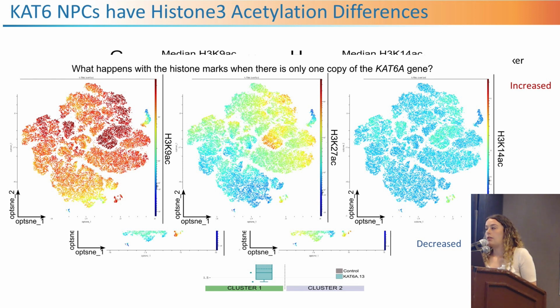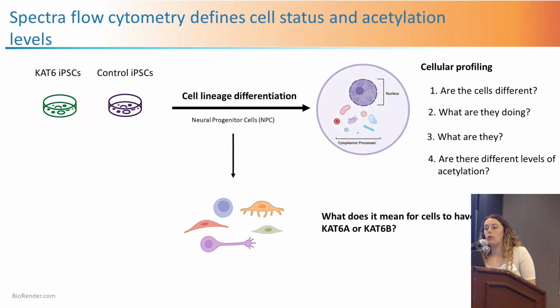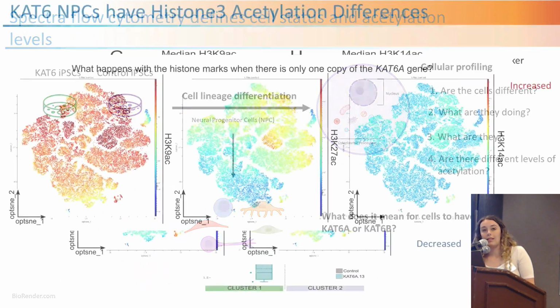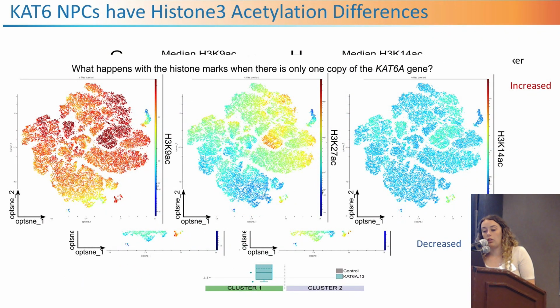But what's really great about this is we can take it even a step further, and we are actually able to quantify these different acetylations. So we can go in and we can look at our control iPSC lines, which are in the gray, and then we have a KAT6A line in the blue, and we can look at how the acetylation levels differ between these different lines. And so this is the point we're at right now, where we're able to quantify these different acetylation marks, and our next step is to be looking at what exactly does this mean.